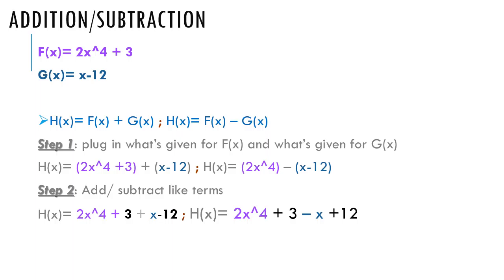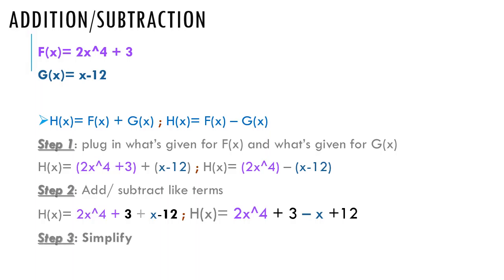Now for subtraction, you have 2x to the fourth plus 3 minus x plus 12. So, like I said earlier, you cannot add or subtract the 2x to the fourth and the negative x because they are not the same. But what you can do is the positive 3 and positive 12.